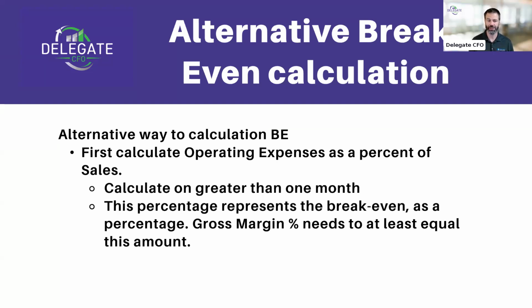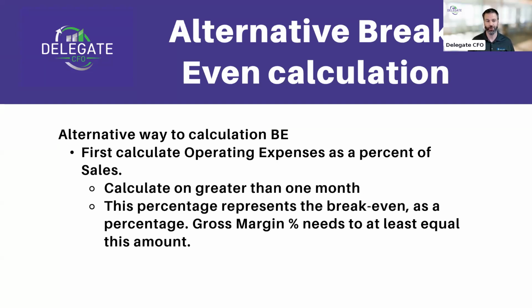And when you do this calculation, you want to do more than 1 month. Don't just do 1 month because that will get you skewed all over the place. So make sure you at least have a quarter, preferably more data, so that you're going to average it out and smooth it out.